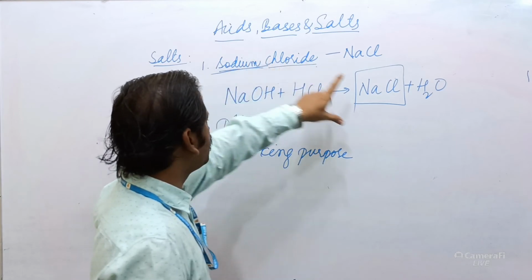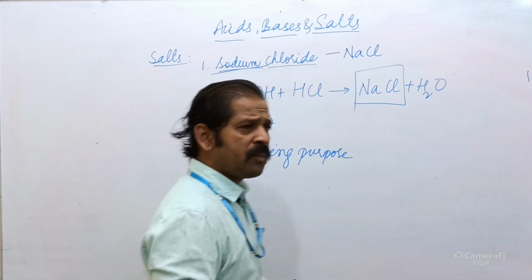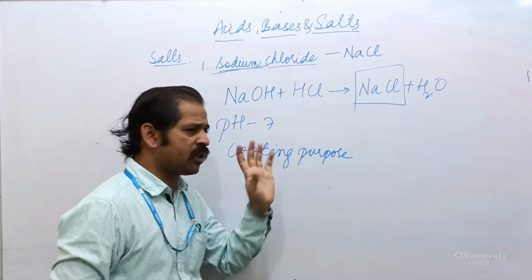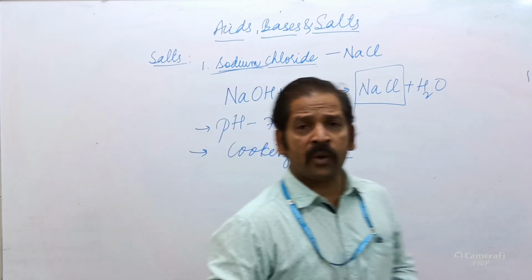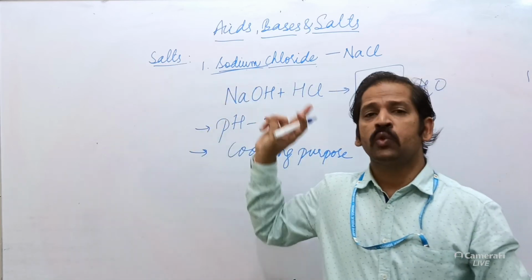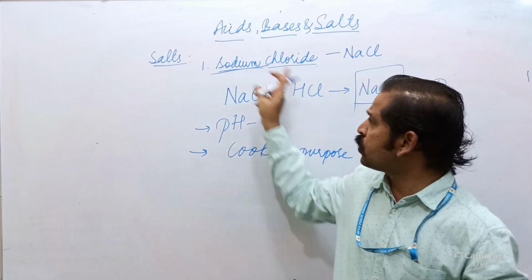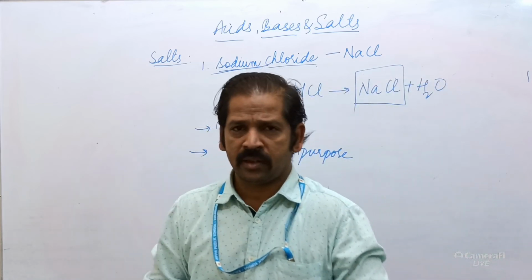Okay, now we'll go with this sodium chloride. Its pH value is 7, and it is used for cooking purpose. Now we'll go for the byproducts of sodium chloride. Byproducts of sodium chloride. What happens?